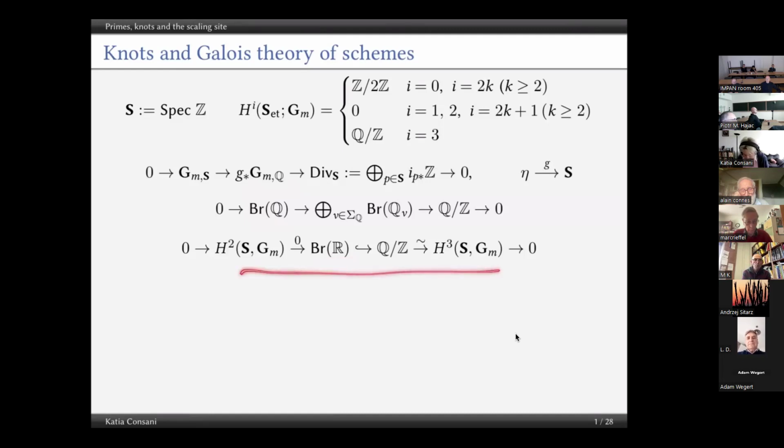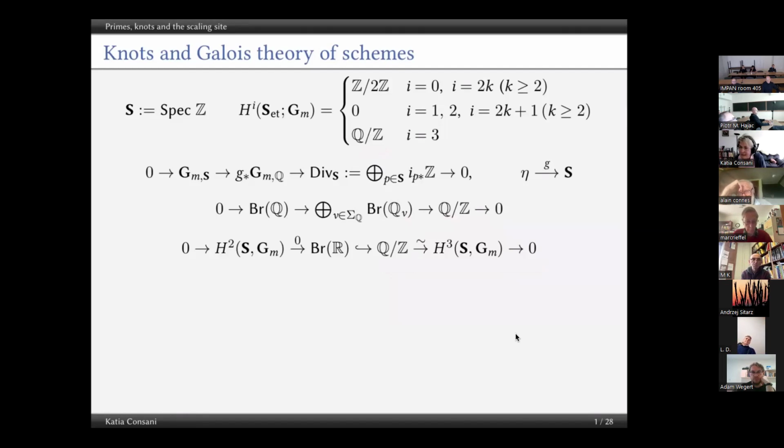So this sequence can be shown to be exact, embedding the Brauer group of the reals, which is Z mod 2Z, in fact a cyclic group of order 2, into Q mod Z, and at the end you have the output that there is an isomorphism between H3 of G_m and Q mod Z. So this is the reason why you get something in index i equal 3, which is, naively speaking, a priori unexpected. So behind the scenes, the contribution of the whole collection of primes, Archimedean and non-Archimedean, in this case implies that H3 is isomorphic to Q mod Z.